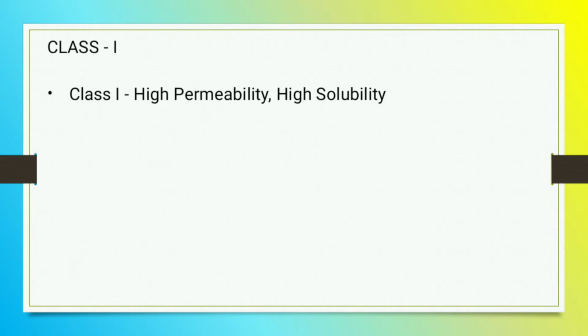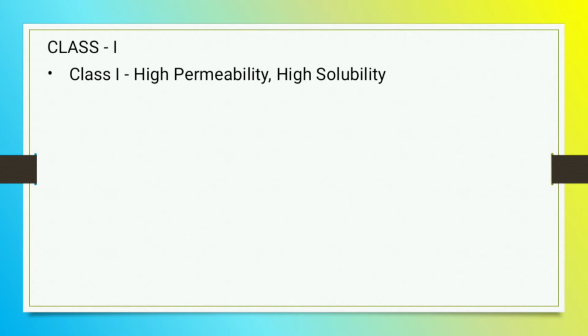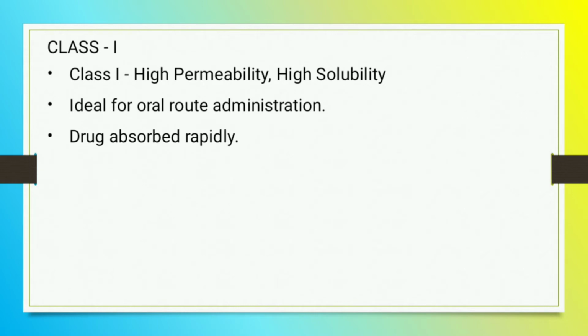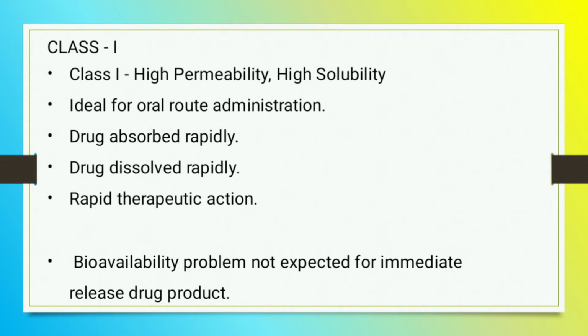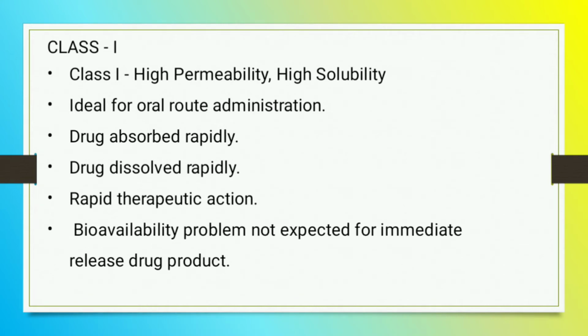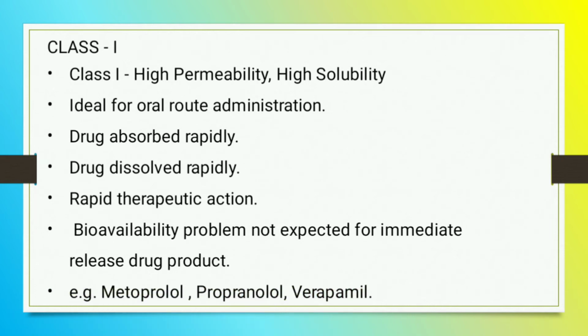So class 1, that is the one having high permeability and high solubility. Basically this is ideal for oral route administration and drugs are absorbed rapidly here. Drugs dissolve rapidly and we get a rapid therapeutic action. Bioavailability problems are not expected for immediate release drug products, and the examples of class 1 drugs are metoprolol, propranolol and verapamil, right?